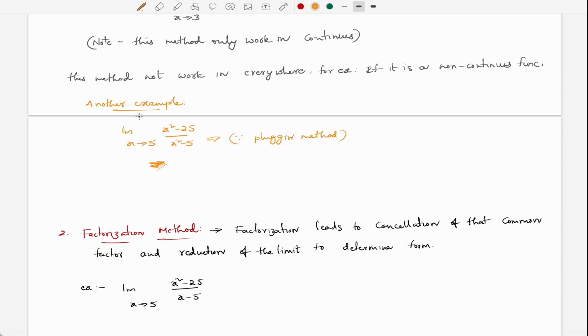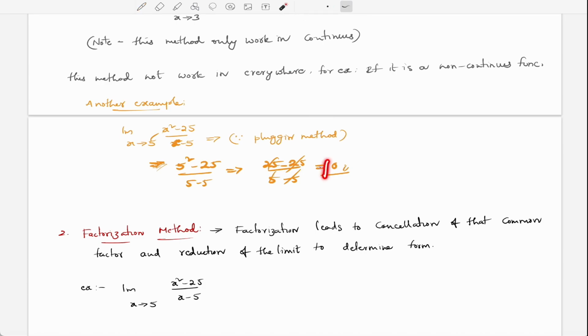So we have another example. The limit as x approaches 5 of x square minus 25 by x minus 5. I just removed the other part for a simple example. We simply plug in the values in the equation. So it becomes 5 square minus 25 by 5 minus 5, then 25 minus 25 by 5 minus 5. We simply cancel out these values and the answer becomes 0, right?